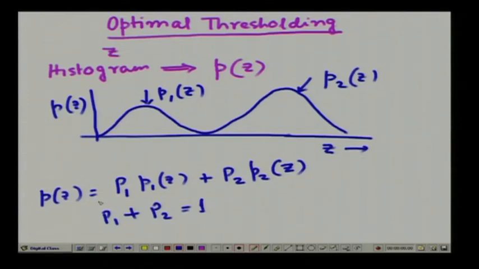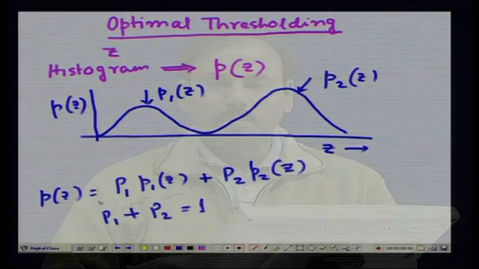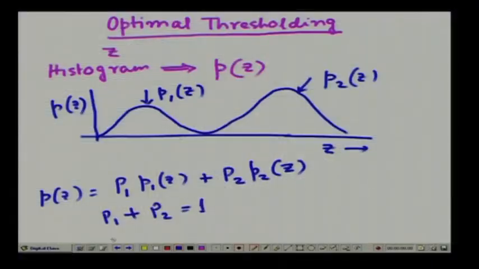Now, what is our aim in this particular case? Our aim is that we want to determine a threshold t which will minimize the average segmentation error. Now, you find that since this overall probability is modeled as a combination of two different probabilities, it is something like this.